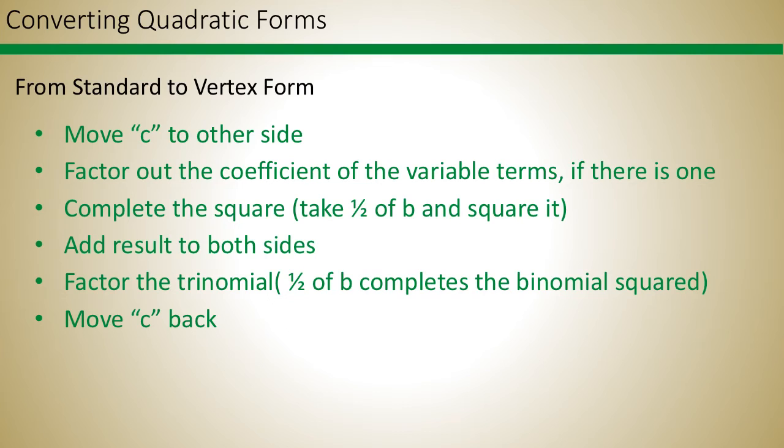So the other thing that we're going to do today is convert things from standard form back to vertex form. So here are our steps for going from standard form to vertex form. Here's what those two forms look like again. So we're starting with f of x is equal to ax squared plus bx plus c, and we want to turn that into this. f of x is equal to a times x minus h squared plus k.